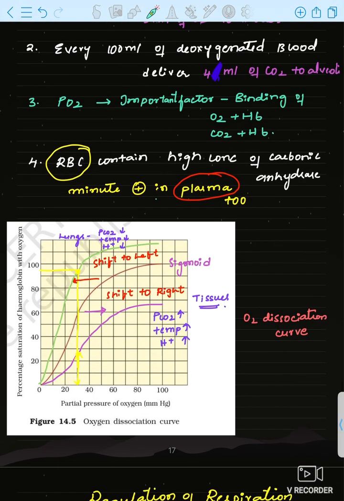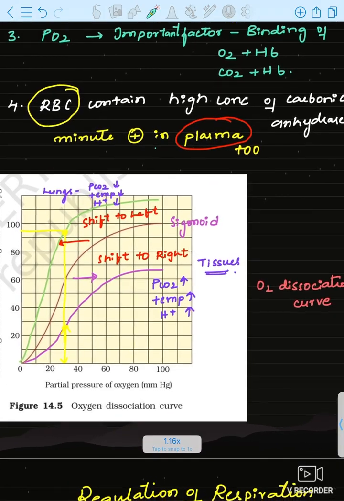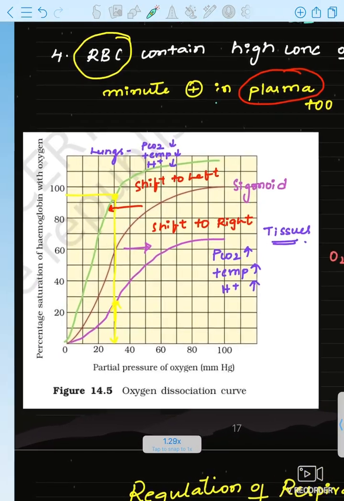Next one is RBC. RBC contains a high concentration of carbonic anhydrase, as I told you, and a minute amount is present in plasma too. So you are done with this. Now we have to discuss the oxygen dissociation curve.